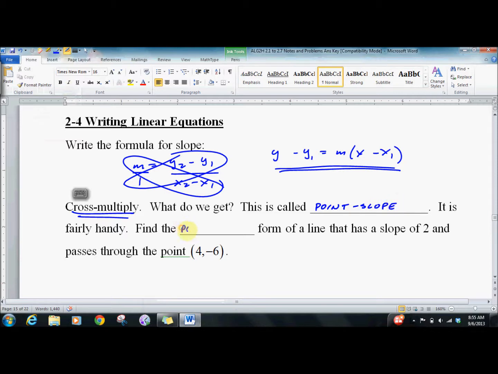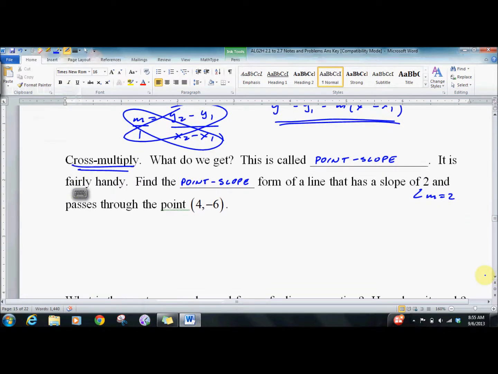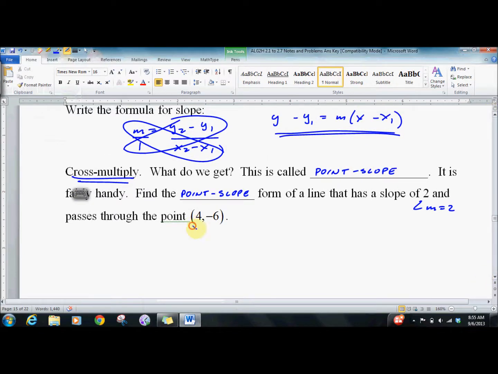Find the point slope form of a line with the slope 2, so m equals 2, and it goes through this point. So this is x1, y1. So we get y minus negative 6 equals 2 times x minus 4. Y plus 6 equals 2 times x minus 4.